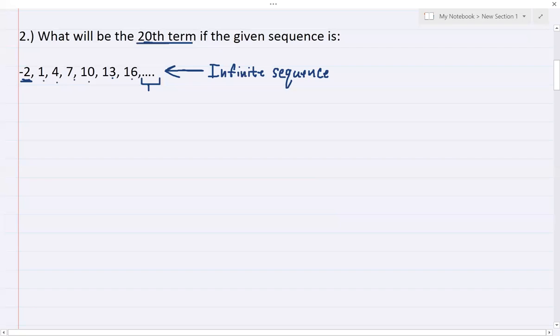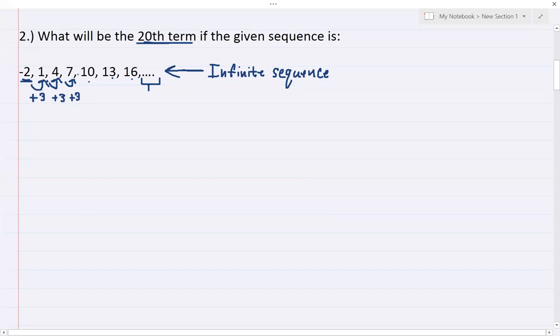If we have negative 2 as the first term, how did we get 1? We simply get 1 by adding 3 to the previous term. So negative 2 plus 3 is 1. All right? If I have 1 and the next term is 4, how did I get 4? I simply add 3 to 1. So 1 plus 3 is 4. Now let's do it here as well for the 7. How did I get 7 if the previous term is 4? Simple. 4 plus 3 is 7.